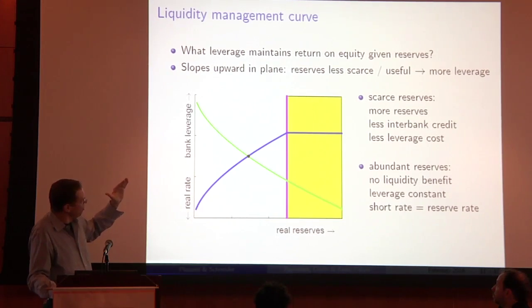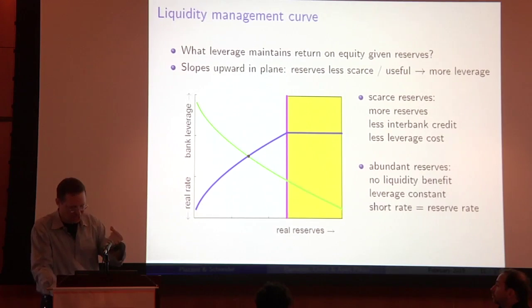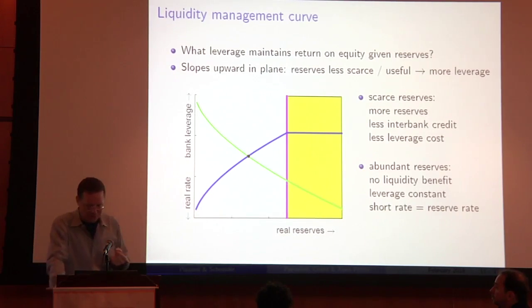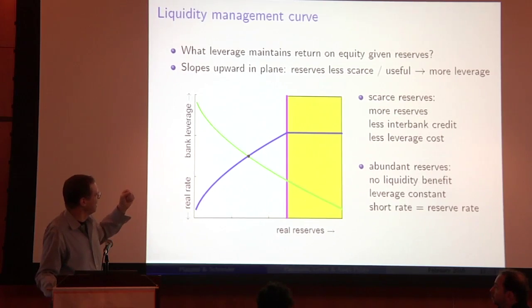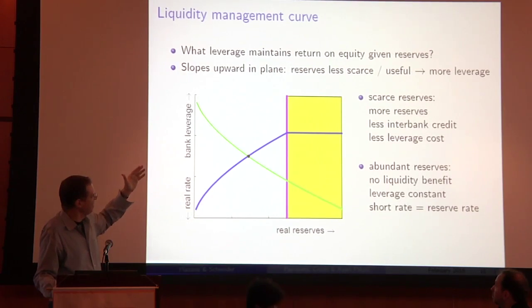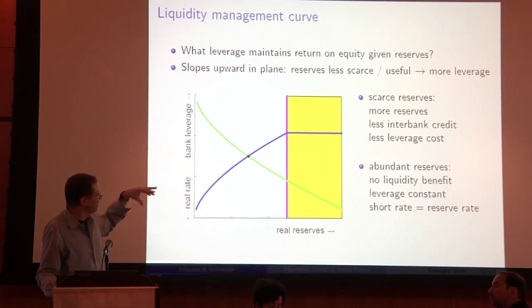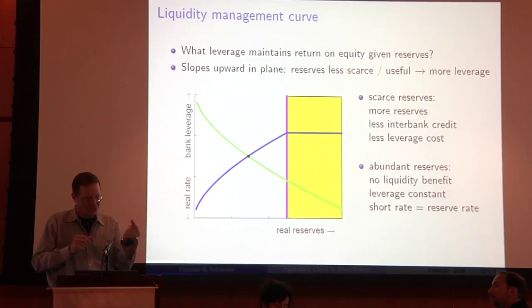The actual upward slope only arises if the benefit of reserves actually changes, and that happens only when the reserves are scarce. So there's an upward sloping piece until the reserves are abundant, and then it flattens out. Once we're in the yellow region, there's no more liquidity benefit of reserves, there's no more interbank borrowing, and leverage is constant. This is the region formerly known as the zero lower bound. In this model, as in the world, this just means that the interest rate on short debt is the same as the interest rate on reserves, and that could be positive, as in the US, or negative, as in Europe or Japan.